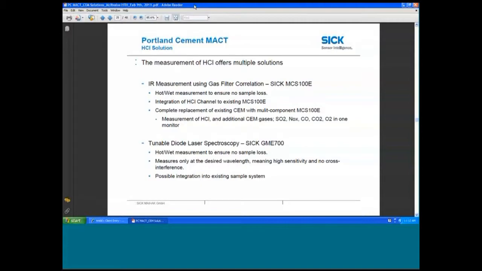The tunable diode laser spectroscopy method is a little bit different in that we use a laser light at a very specific wavelength, where instead of using a broad IR measurement with the MCS, we use something that's very focused on the specific component, in this case HCl. It gives us a little better sensitivity and a little better cross interference than we see with the MCS. But the disadvantage is that it's a single component. If you had an existing system that was quite new and you wanted to integrate something into it, an analyzer like this is something that you might want to look at. Next slide.